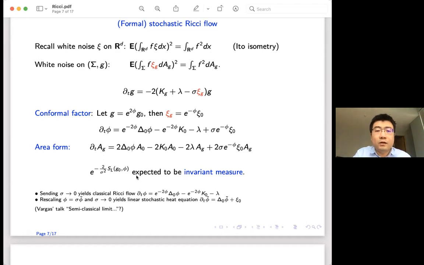Okay, and we also expect that the Liouville quantum field theory should be an invariant measure, because in general, in finite dimension, suppose this was finite dimension, then you take a gradient flow of a certain potential plus white noise, then the exponential of the potential should be the invariant measure. For instance, you can check this using the Kolmogorov equation. So we also expect this to be true in infinite dimension. And we're going to prove that.